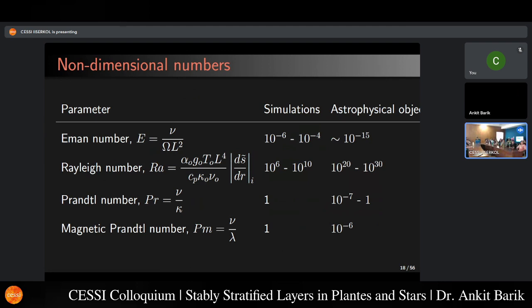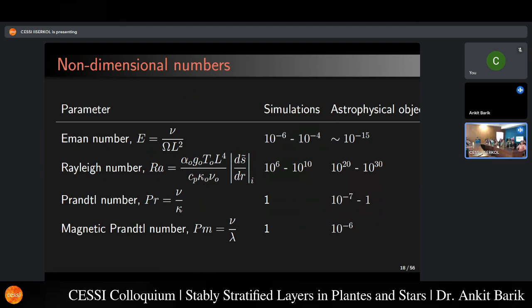Next comes the Rayleigh number, which will quantify the thermal driving, so how strong the heating is in the system, or how vigorous the convection is. For simulations, it typically goes up to around 10 raised to the 10 or so, but for physical objects, this is obviously much higher. And then comes the Prandtl number, which is the ratio of viscosity to thermal diffusivity, which will typically be fixed to 1. But in actual astrophysical objects, it can take very small values, which are molecular values.